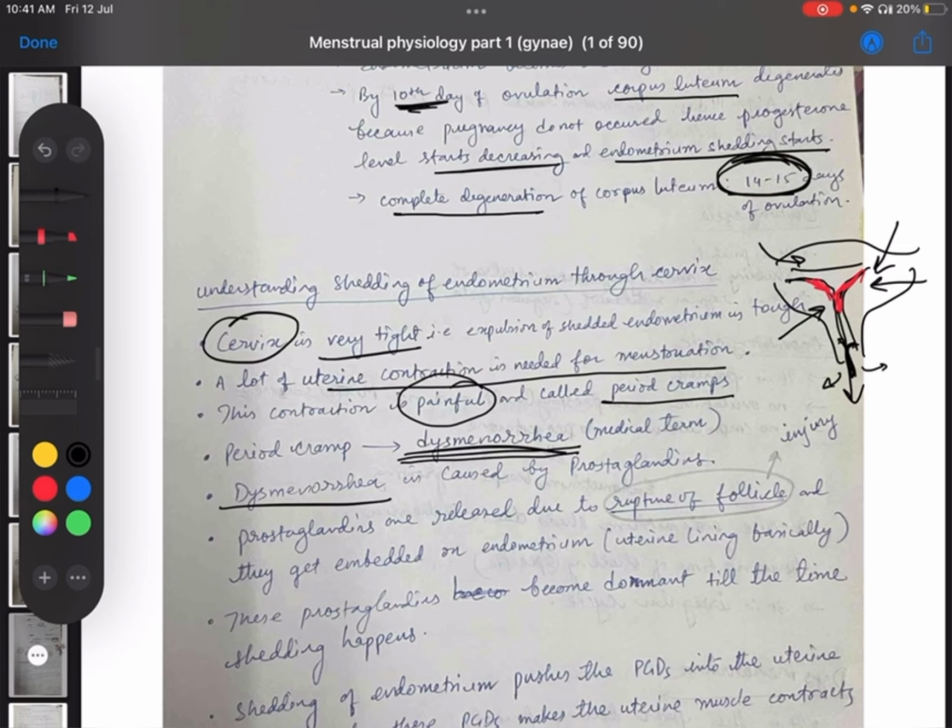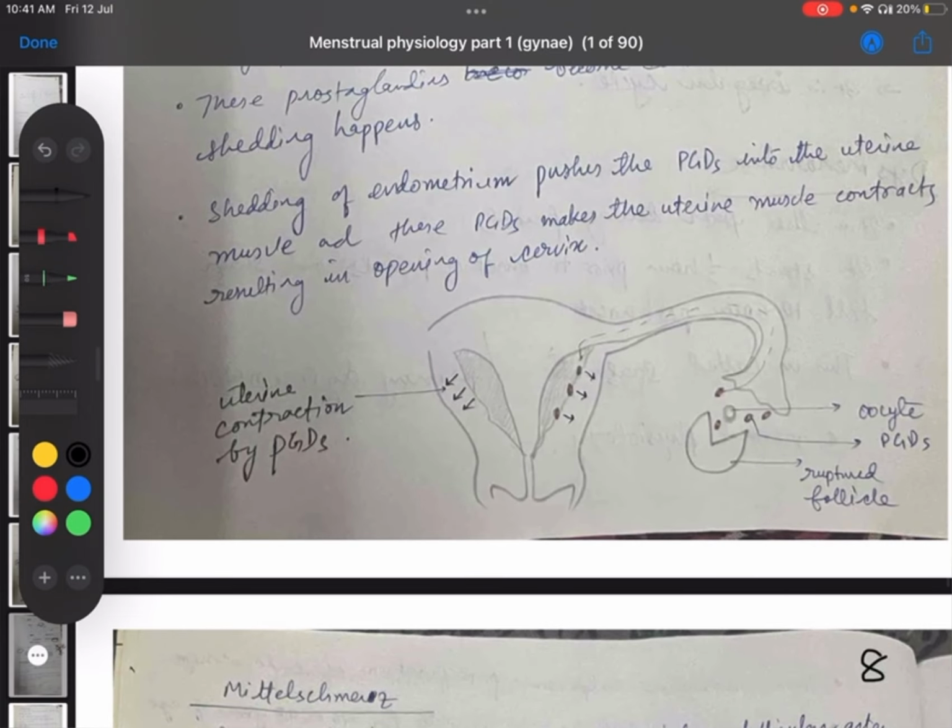Prostaglandin. Now let's understand one thing. Basically what happens, this is the ruptured follicle, and this is the oocyte. Whenever a follicle is being ruptured, it is more like an injury. As a result of injury, what will be released? Prostaglandins will be released. These are the prostaglandins.